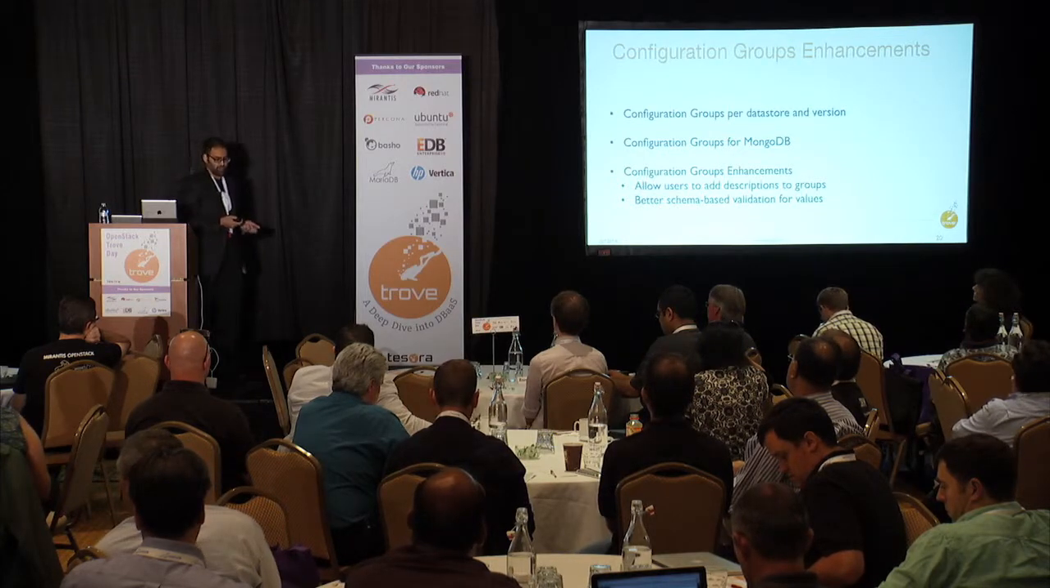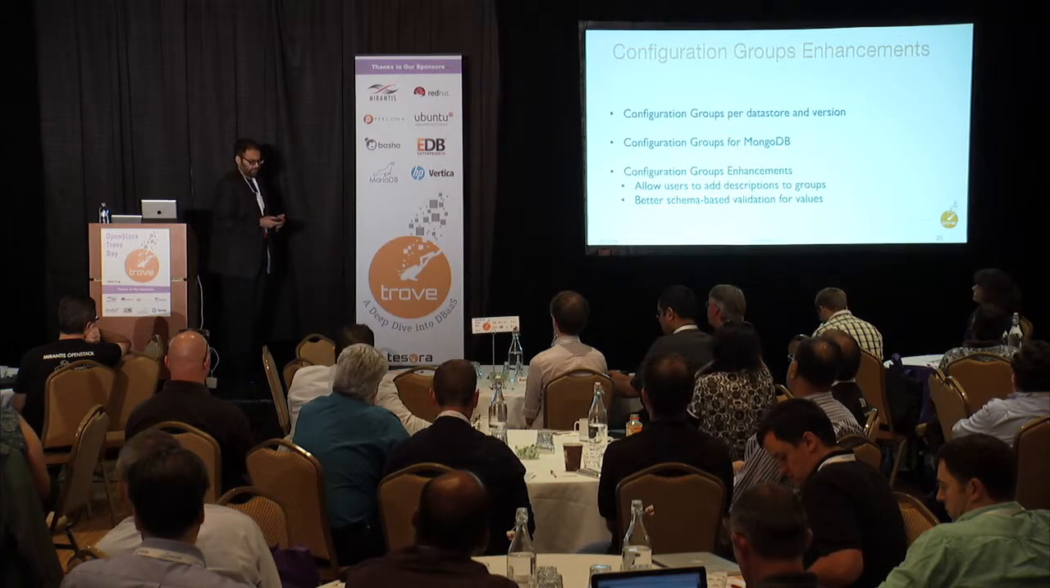So configuration groups for MongoDB, for instance, and a few other fixes or enhancements to configuration groups that allow users to add descriptions to configuration groups and better schema-based validation for values, like some of the things I was talking about, like having defined minimum and maximum values and templates for the values so that we'd be able to validate that this is a valid value for a given configuration parameter.